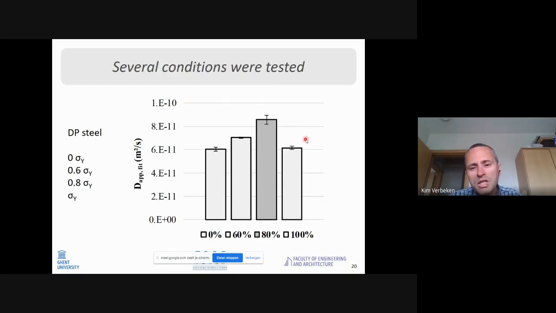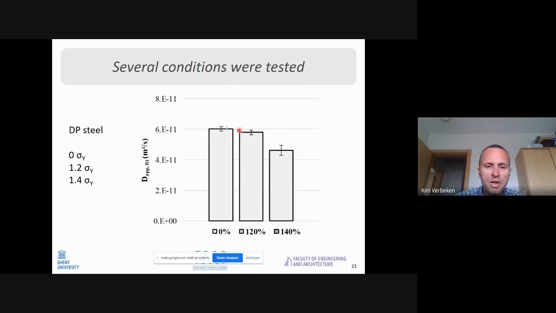Now here you see 100% of the yield strength, but you have to take into account that this yield strength is actually 0.2% of plastic deformation. So at that moment, you already see an effect of plastic deformation of your specimen. And here you see that plastic deformation decreases, again, this diffusion coefficient. So we were interested to see, when we put higher stresses on our materials, so go beyond the yield strength, can we have then a further decrease of this diffusion coefficient?